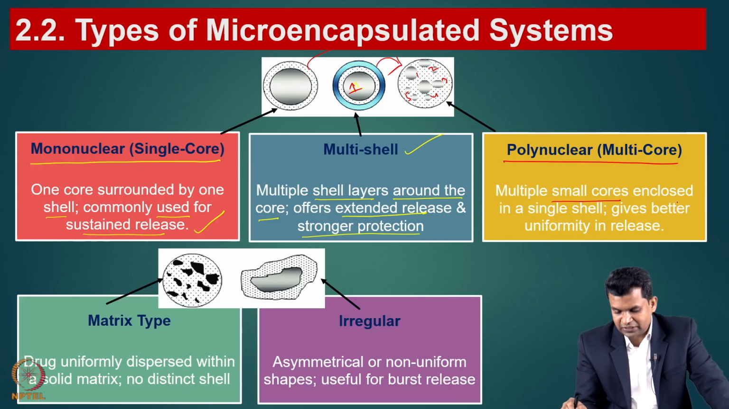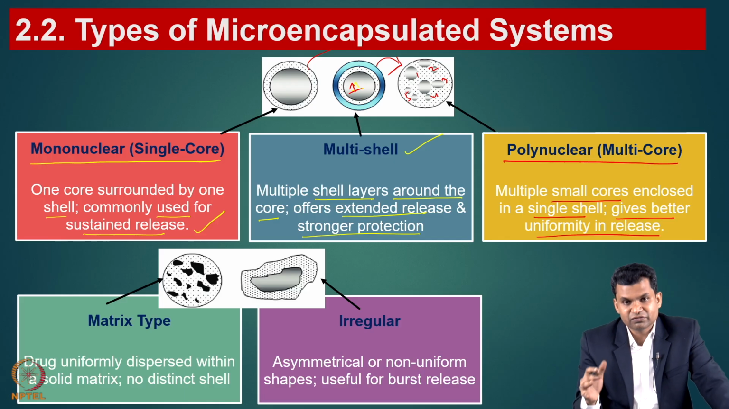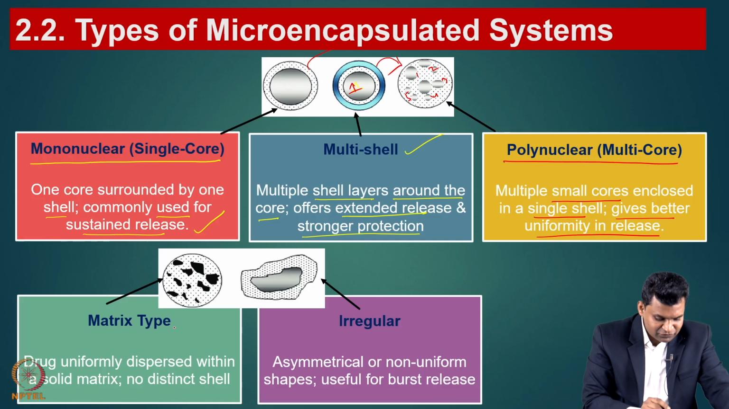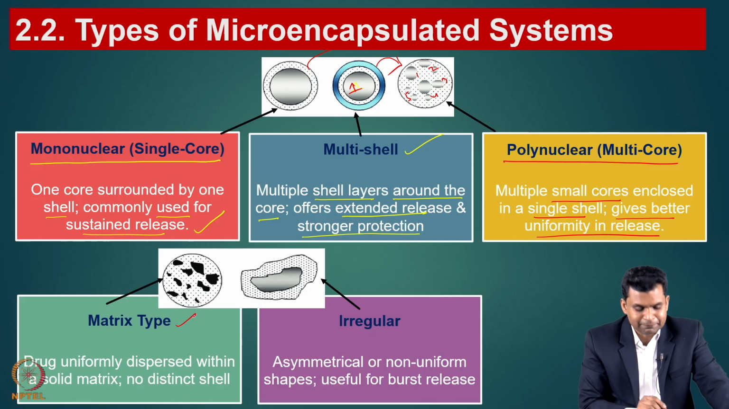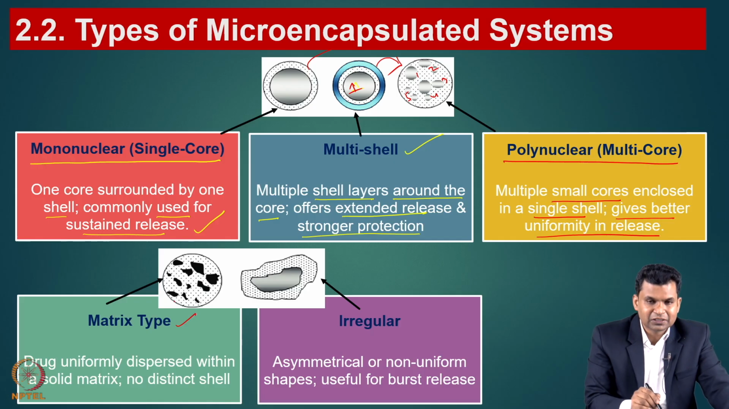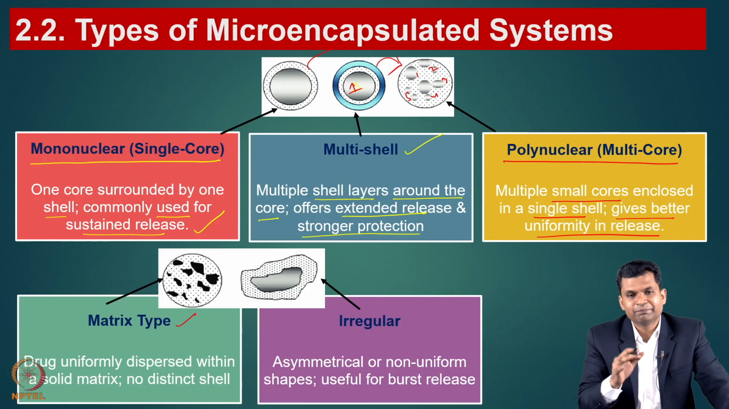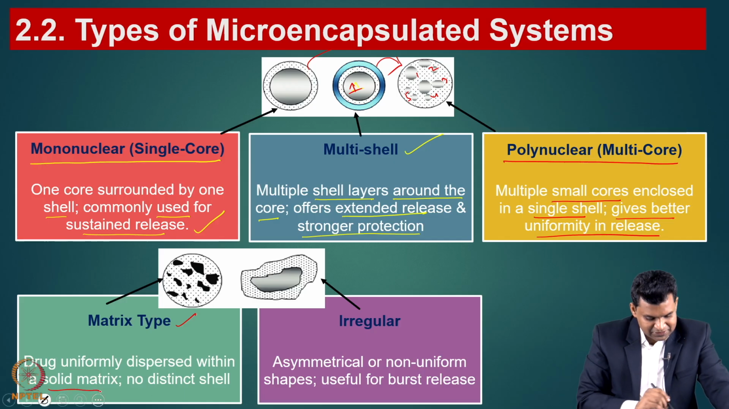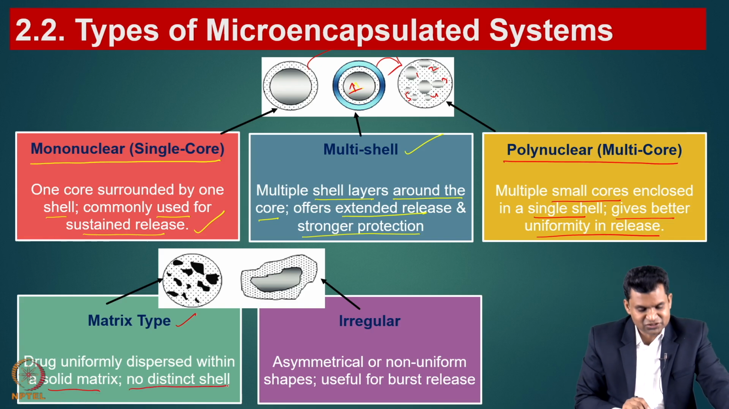Multiple small cores enclosed in a single shell gives better uniformity in the release. So, with this we can also get a uniformity in the release. And as we discussed just now on the matrix type, here the drug, that core, is embedded uniformly in the polymer, or you can say the wall material. So, that is dispersed in a wall material, and there is no distinct shell.